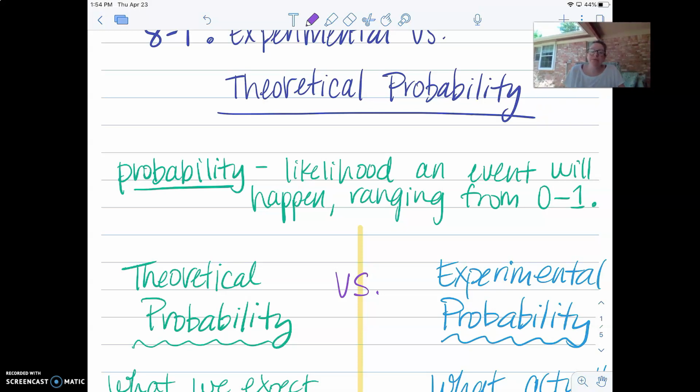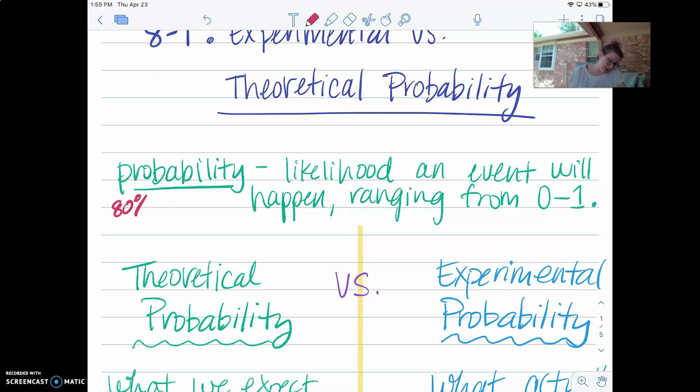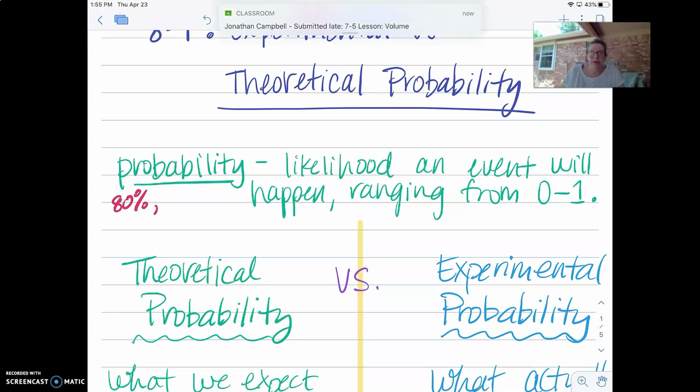The probability ranges from 0 to 1, but it can also be written as a percentage, which is the most common form that you'll see probability written as, right? So you might say there's an 80% chance you're going to understand this lesson, but it doesn't have to be a percentage. It can be written as a fraction, okay? So, for example, there's a 3/4 chance that it's not going to rain today. That would be a 75% chance.